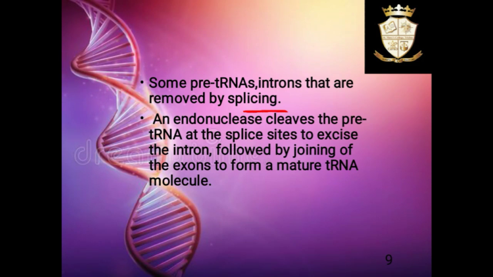Splicing is also involved here. An endonuclease cleaves the pre-tRNA at a splice site to excise the intron, followed by the joining of exons to form a mature tRNA molecule. First the 5' and 3' ends are removed with the help of the corresponding enzymes, then the CCA terminus is added on the 3' end, then the nucleotides are rearranged, then splicing occurs, and finally we get the mature tRNA. This process is known as tRNA processing.